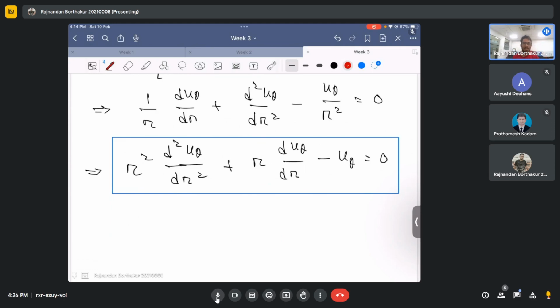This particular equation bears a special name, and it is not so trivial. I don't know, in mathematics, this equation has got a special name. Okay, can you tell me? This r squared times d2 u theta by dr squared plus r times du theta by dr minus u theta equals 0, where u theta is just some dependent variable and r is the independent variable here. And this equation has got a special name in mathematics. Can you tell me?